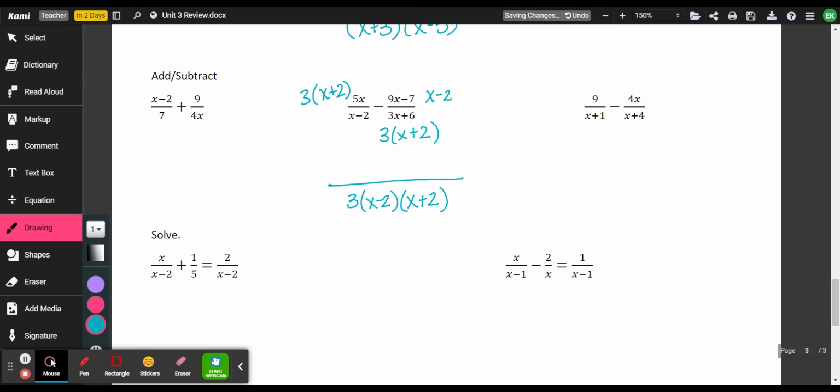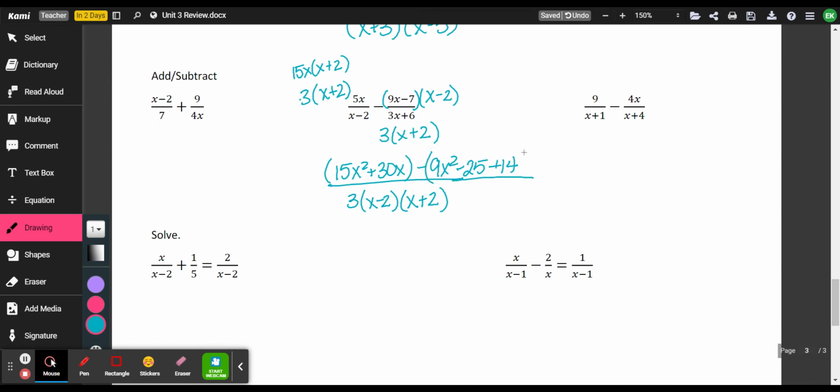Okay? So I'm going to multiply 3 times 5x, which is 15x. And then I'm going to multiply 15x times the x plus 2. And I get 15x squared plus 30x. Okay? Minus, now I'm going to come over here and I'm going to multiply 9x minus 7 times x minus 2. Remember that requires the box, unless you're getting good at doing it mentally, which I hope you're getting there, but it's okay if you're not. Minus 25x plus 14. And there we go.